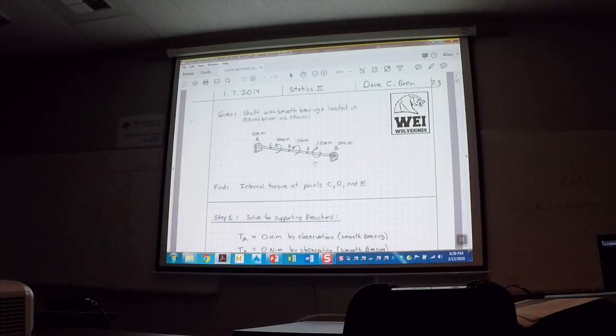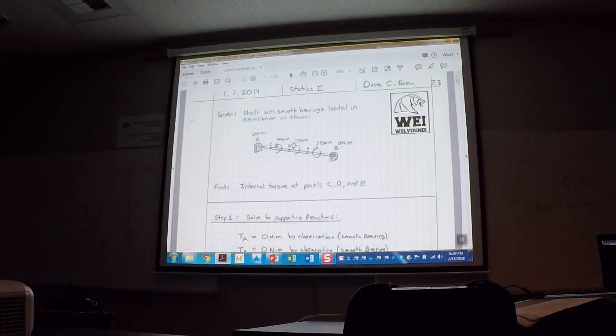So what that would tell me, if I look at point C right there, by observation, if I take a cut through C and look at only the stuff on this end, well, at A, it's a bearing that can just spin. There's no applied force at all past C. So to be in static equilibrium, it must have 0 torque at C. This is going to be interesting.